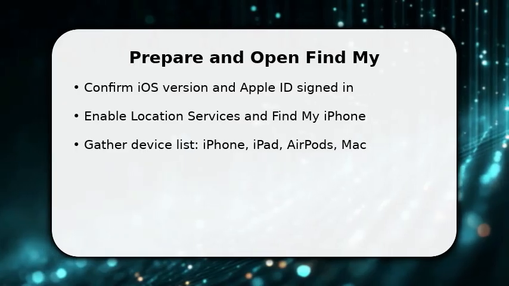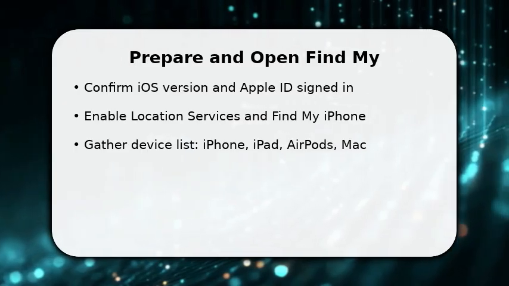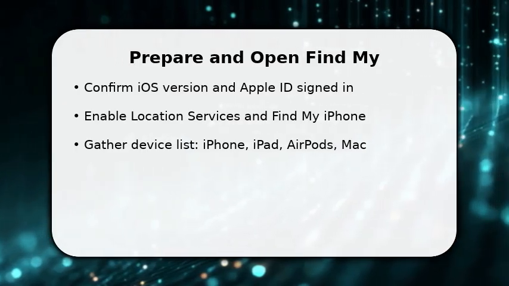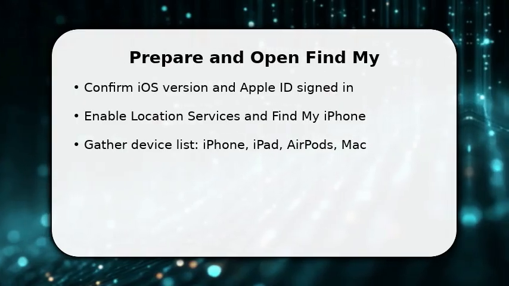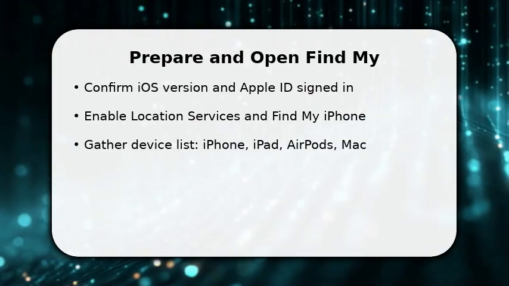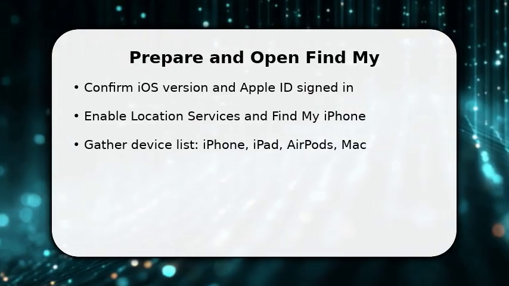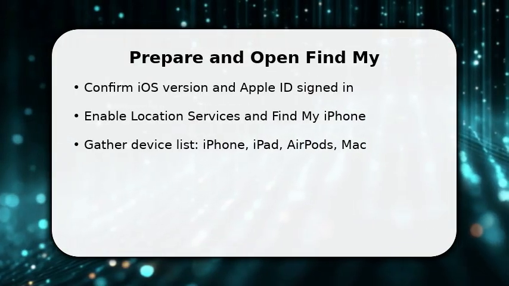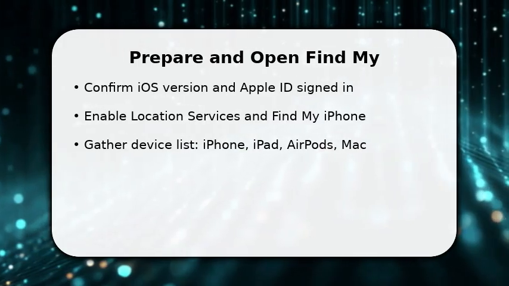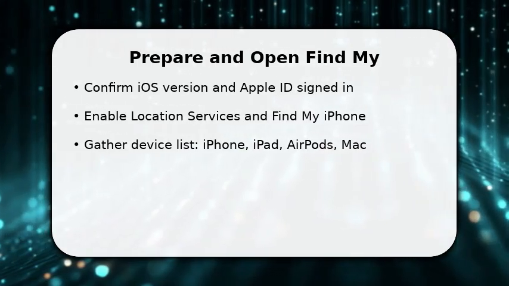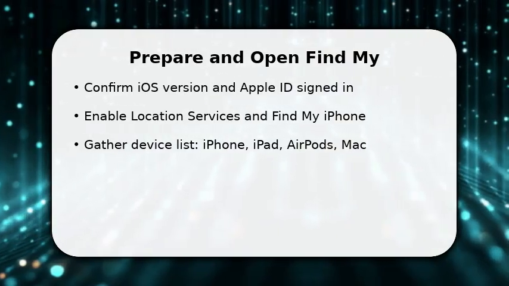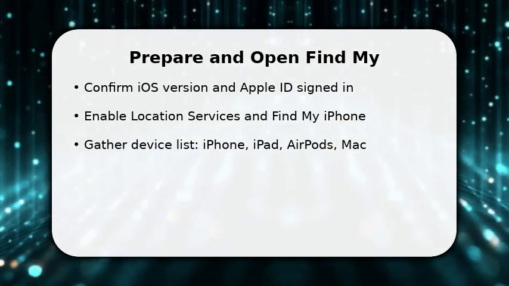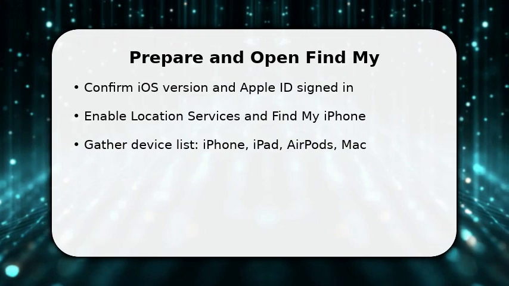You start by confirming you're signed into your Apple ID and location services are on. This lets Find My locate devices. Once done, open the Find My app from the home screen or app library. Make sure Find My iPhone is enabled in Settings, your name, Find My. If you have multiple devices, tap Devices to view them. This first step establishes permissions and visibility so the app can report accurate locations and communicate with Apple's network.